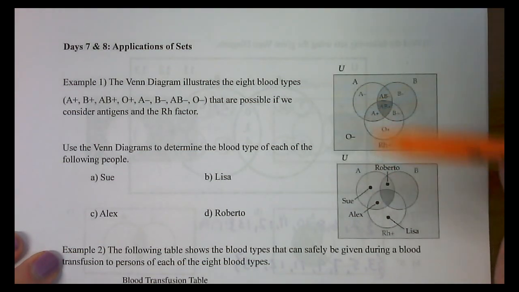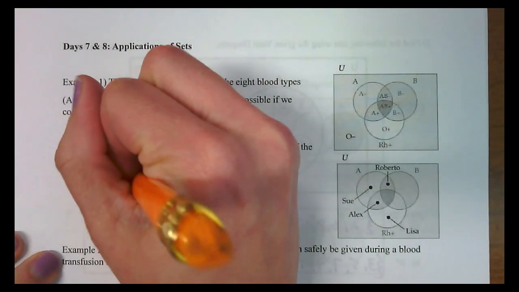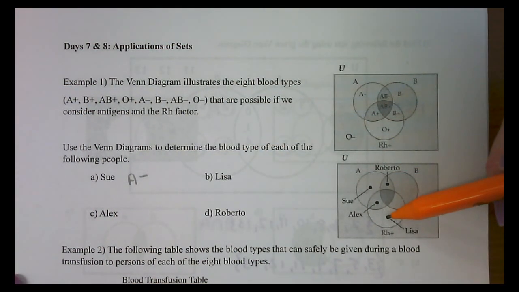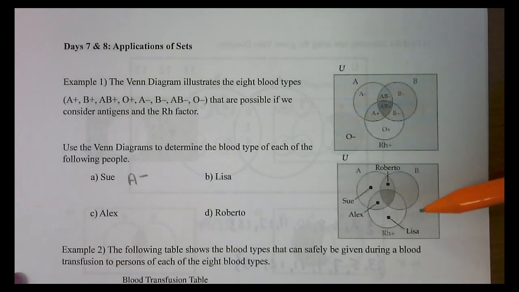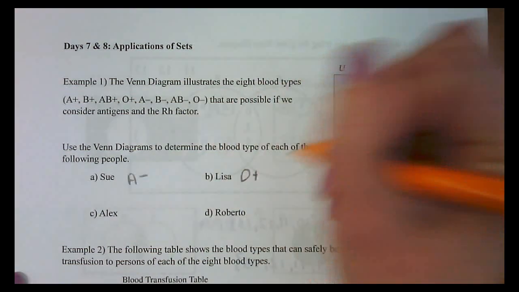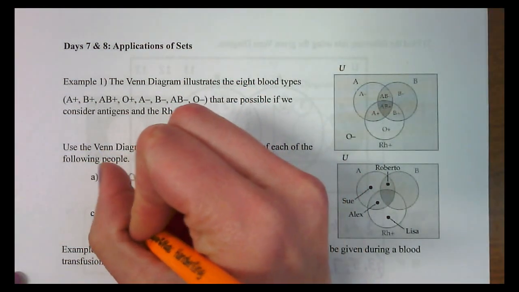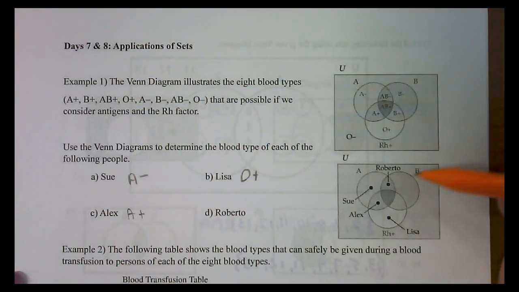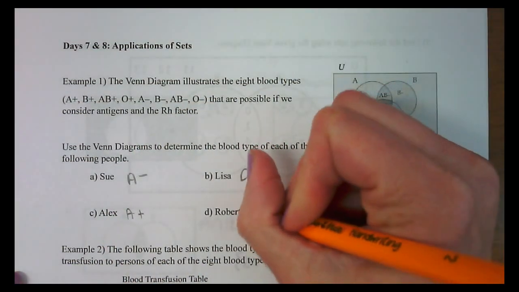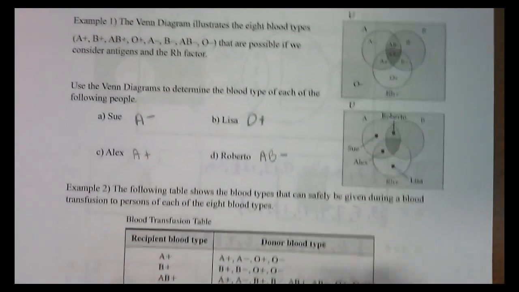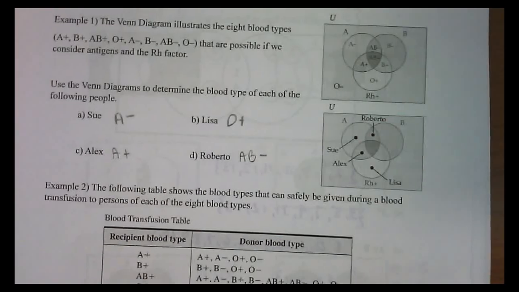So Sue is located in the same region as A negative. Lisa down here is located in the same region as O positive. Alex is over here in this section, which is an A positive. And Roberto is located here, which is an AB negative. We actually aren't going to do example 2, so we're going to go ahead and skip to page 19 next.